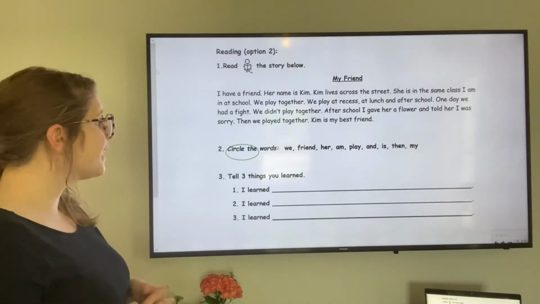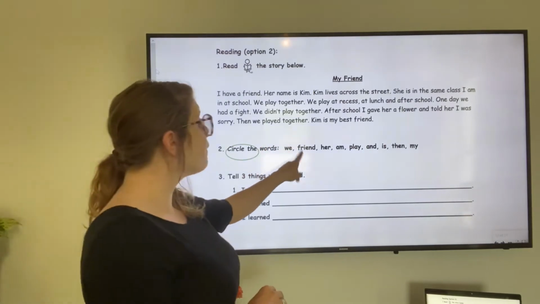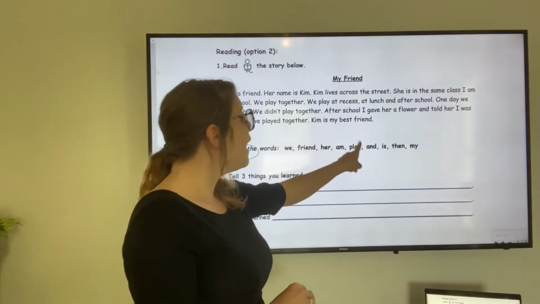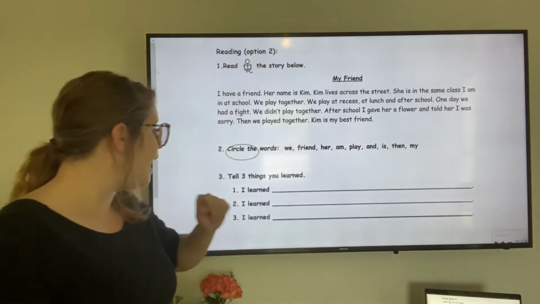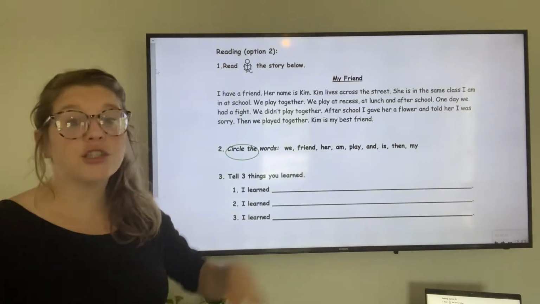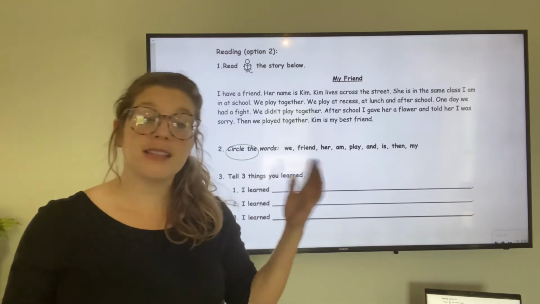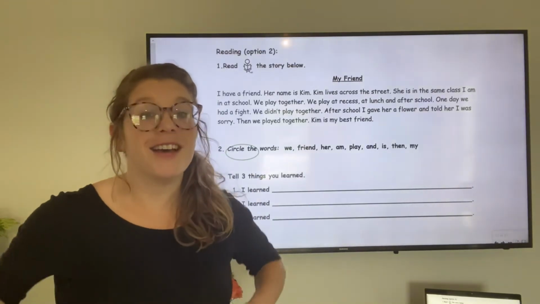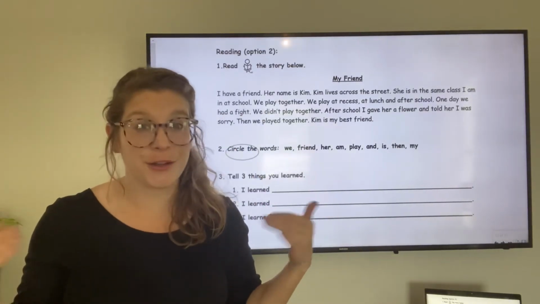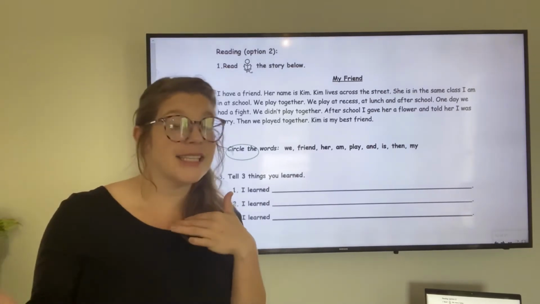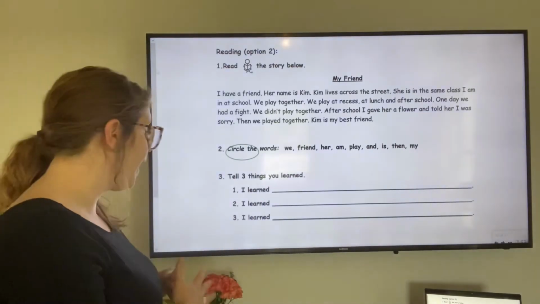Okay, so after reading that, circle the words we, friend, her, and play, and is, then, my, and then tell 3 things you learned from this story. Okay, so even though this story is a little bit different from the book, the main idea or the central theme, the lesson, it's all the same, okay?